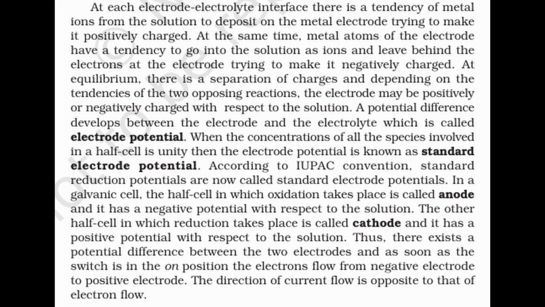The half cell where reduction takes place is called the cathode, and it has a positive potential with respect to the solution. Due to this potential difference, when the switch is closed, electrons flow from the negative electrode to the positive electrode. The direction of conventional current is opposite to the direction of electron flow.